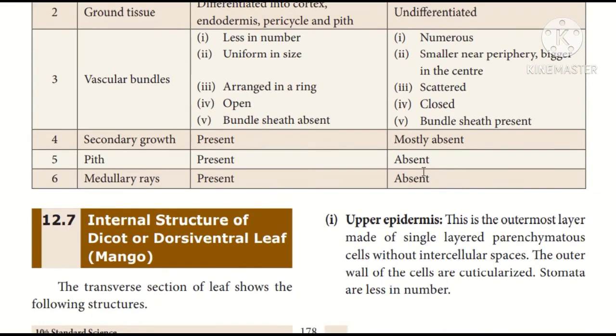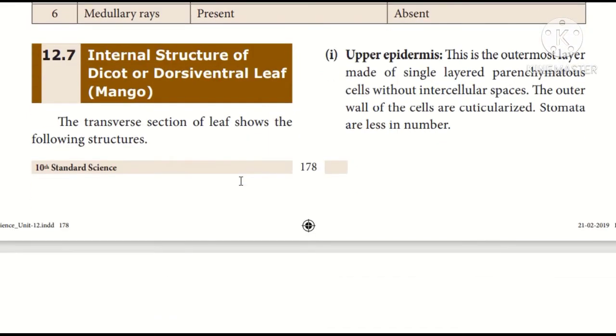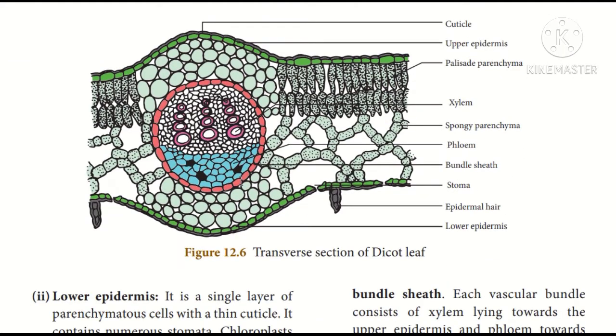And coming to the next anatomy, it is about the leaf anatomy, that is the internal structure of the dicot leaf. Example, mango. For the mango leaf given as an example for the dicot leaf, here the dicot leaf is also called dorsiventral leaf. So what is a dorsiventral leaf and what is an isobilateral leaf?